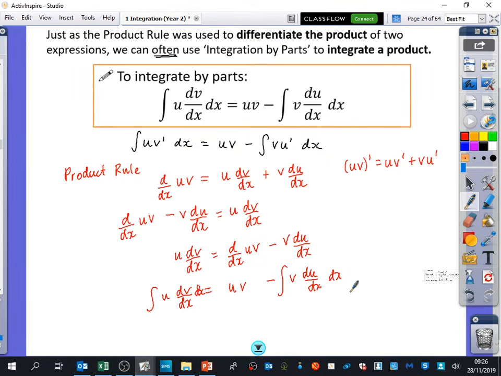I should have probably said at the beginning, this proof is not something that you'll be expected to replicate, but I like to show you where it's come from, so it's not just some random rule that's been given to you. Okay? It's something that comes from the product rule. It's like a variation of the product rule. And the best way of understanding this is by doing some practice with it.